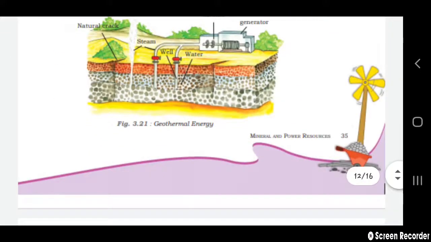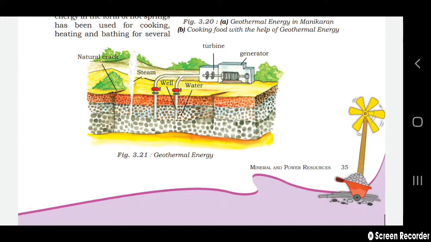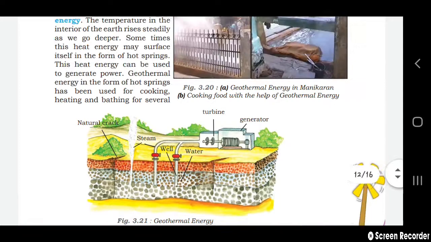Here, geothermal energy means steam comes out naturally. What they do is put wells where the water is put, and where there is a possibility that steam will come, that steam comes through this pipe and goes to the turbine. As you know, the turbine rotates, the generator produces electricity, and the electricity is supplied where they want.